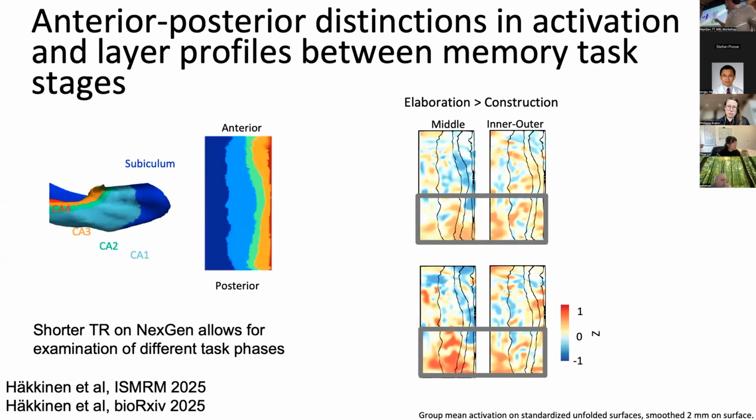And because we had a short TR from the NexGen, we were able to contrast the elaboration and the construction phases of the memory task, where we were able to see more activation for elaboration in the posterior part of the hippocampus, which is something you would expect from the known properties of the hippocampus so far. And this is something we could only do on the NexGen because it was the only machine that could get short enough TRs to do this particular task.